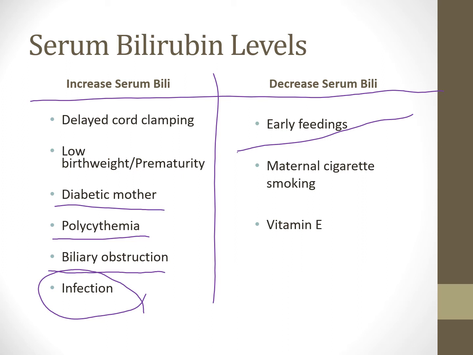The water content. Remember, dehydration is bad. These are water soluble, so they need hydration. They need adequate hydration if they're going to conjugate bilirubin. So early feedings has a couple of benefits to it here. Maternal cigarette smoking. This is going to be a controversial issue here. As well as vitamin E, and this is something that we'll give to those babies as well.